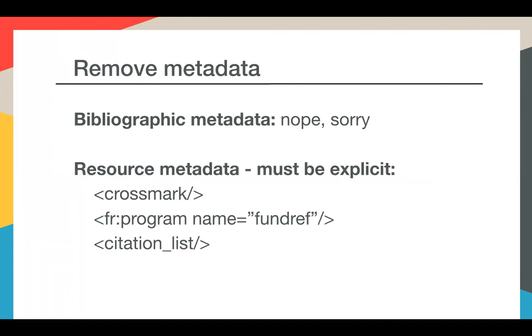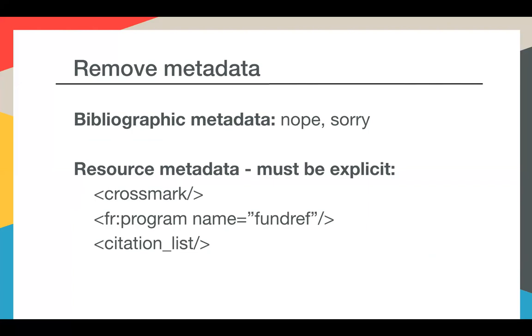If you need to remove metadata from a record, you can't really remove all top level bibliographic metadata. That's only really necessary if something has gone wrong, if you've registered something by mistake, you've registered the wrong DOI for the wrong item. In that case, you would need to overwrite that metadata with non-descriptive metadata. You should really touch base with us before you do that.